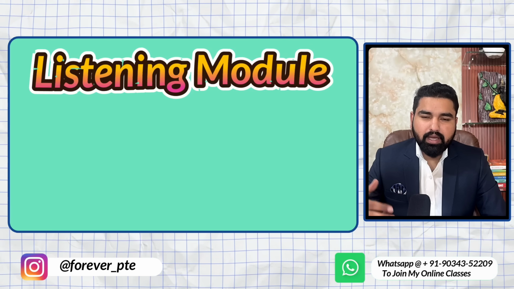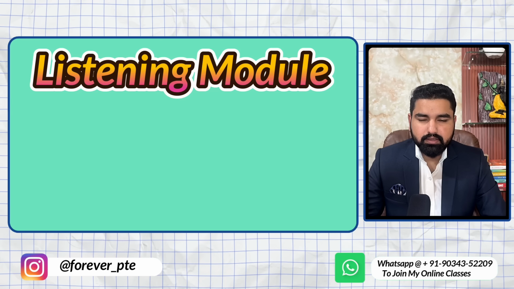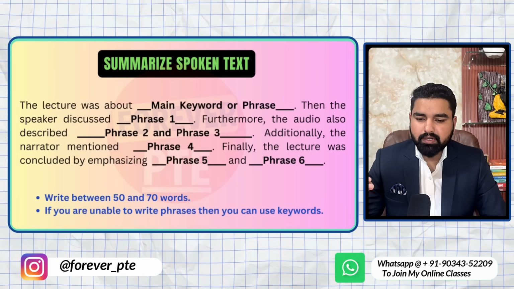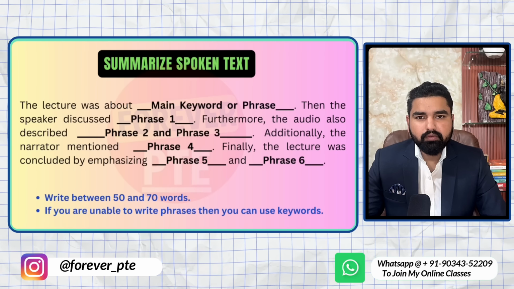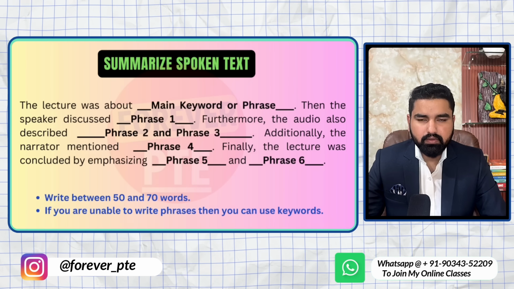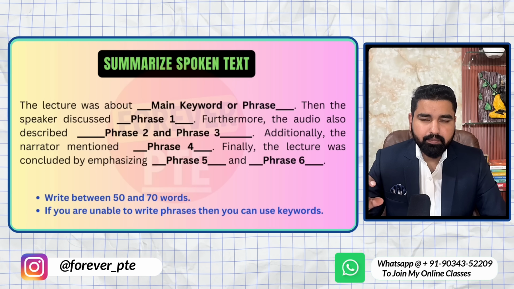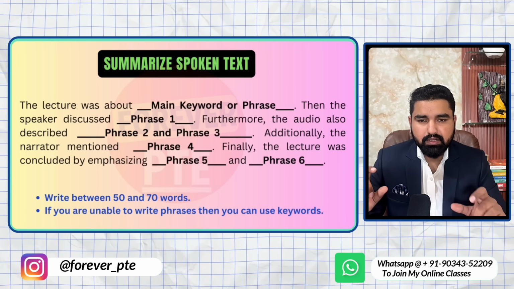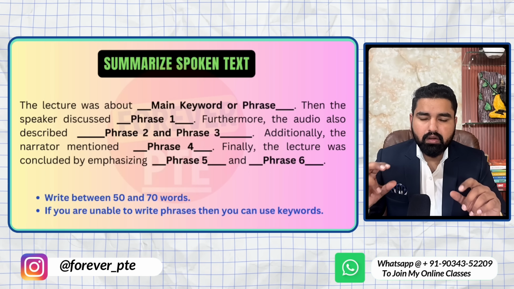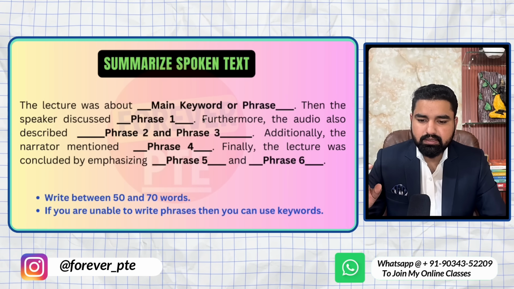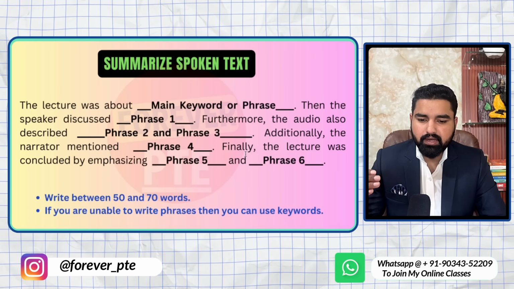So in the listening module, I got one question based on summarize spoken text. And this is the exact same template that I used in my exam. I wrote somewhere around 66 words in summarize spoken text. I made sure that I'm using phrases in my exam. I connected those phrases with connectors like and, but. Also, I used linking words like these, furthermore, additionally, and finally.